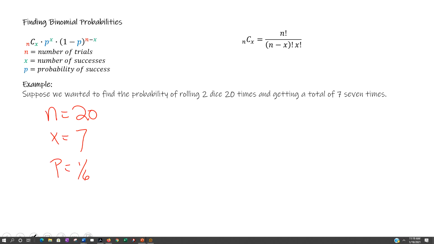Same thing with the 1 and a 6, same thing with the 3 and a 4. So there are 6 possible outcomes to get a 7. There are 36 possible outcomes when you roll 2 dice. So 6 over 36 simplifies to 1/6.